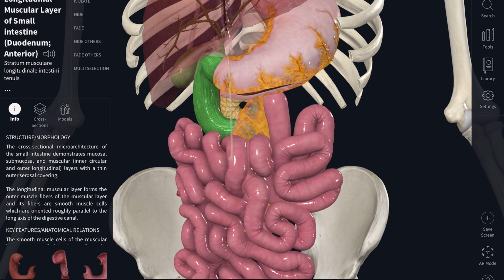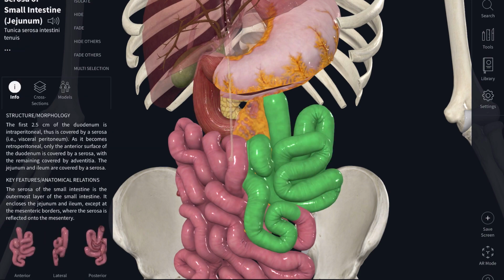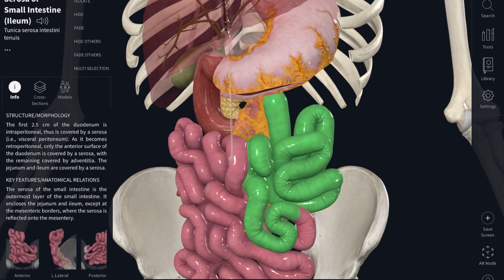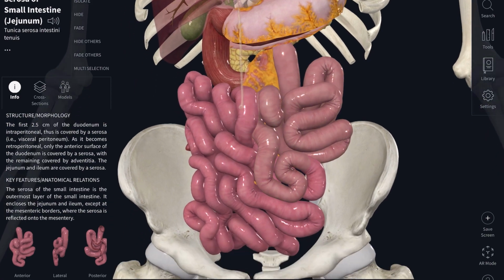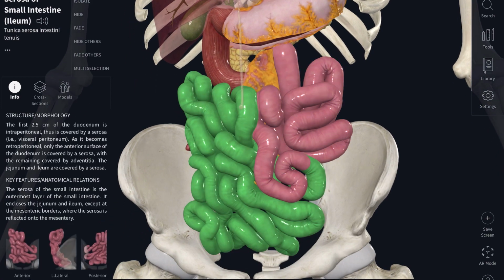Now, the small intestine is composed of three parts: the duodenum, jejunum, and ileum. And here you see jejunum is generally on the left side of the abdomen, whereas ileum is generally on the right side of the abdomen. And these two organs are intraperitoneal, suspended within the peritoneal cavity via a mesentery called the mesentery. So it is able to move around freely inside the fluid of the peritoneal cavity.